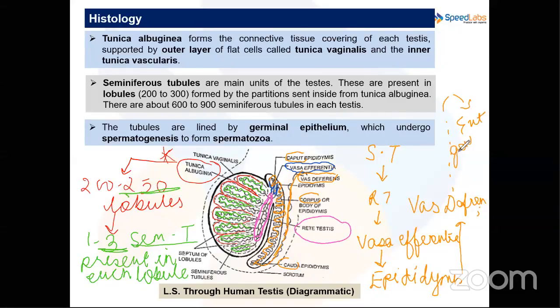So have you followed this? You are asked questions in the NEET to tell the pathway. External genitalia or the penis, you can write. All right. So I hope this much is clear to you.